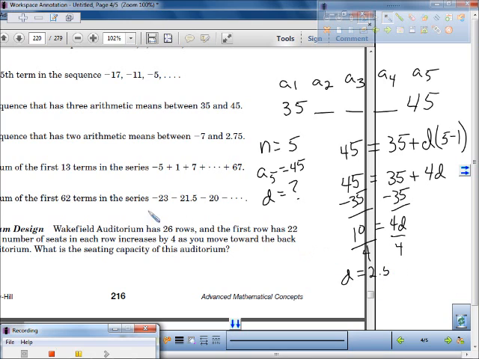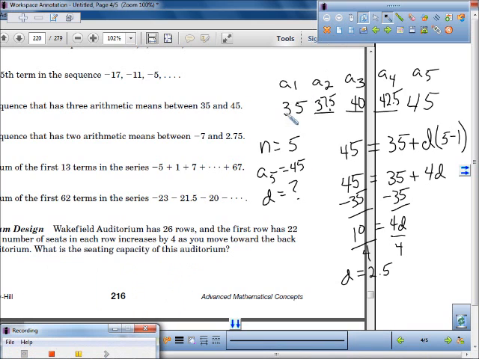Now we weren't actually asked for 2.5, the common difference. We're asked for these terms. So to come up with these terms, we're simply going to add 2.5 to the one in front of it. If I add 2.5 to 35, I get 37.5. Then I'm going to add 2.5 to it, and I get 40, and then I'm going to add 2.5 to it, and I get 42.5. So our answer would actually be 37.5, 40, and 42.5 for the terms in that sequence.